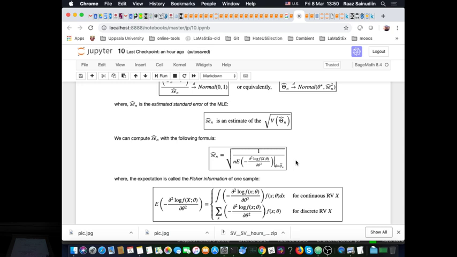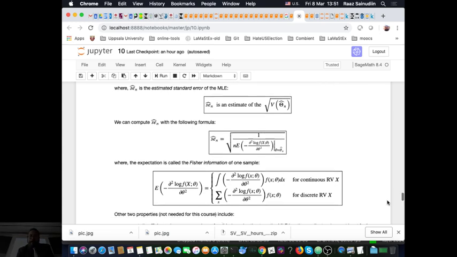So what do you do? Well, if it's a continuous random variable, expectation just means the integral of the thing multiplied by the probability density function dx. And if it's discrete, it's just the sum over all x's of the quantity times the mass function. So all you really need to get this is simply the second derivative of the log likelihood function, or negative of the second derivative. So find that, and then you find either the integral or the sum.